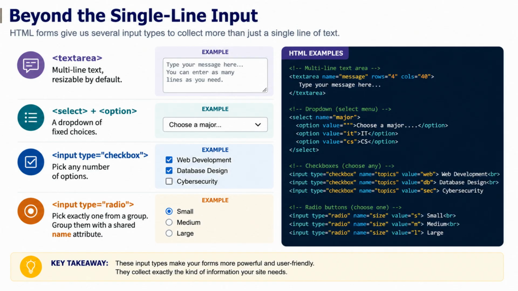Four ways to go beyond a single-line input. Textarea for resizable multi-line text. Select plus option for a drop-down of fixed choices. Checkbox inputs for picking any number of options. Radio inputs for picking exactly one from a group.